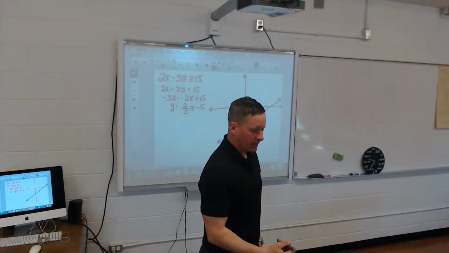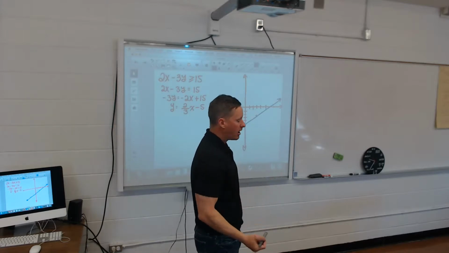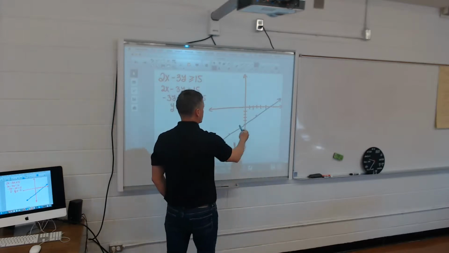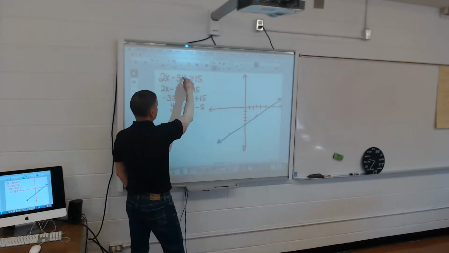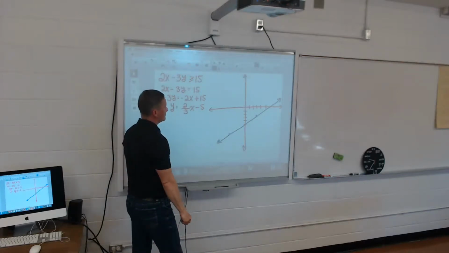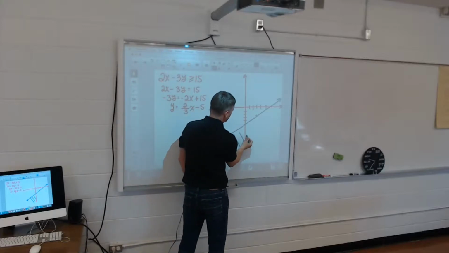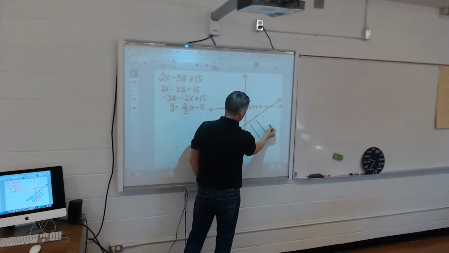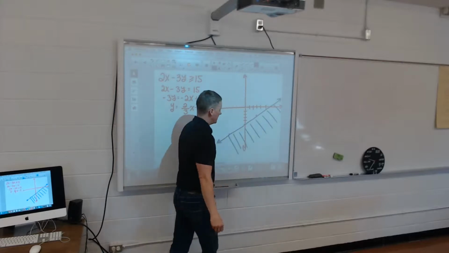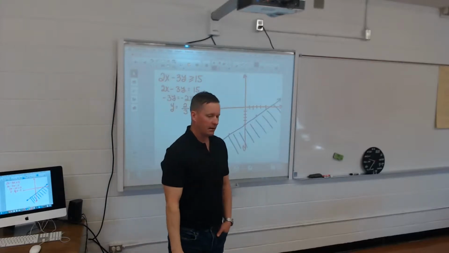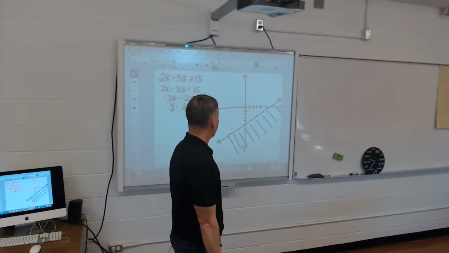Now I have to determine whether or not I shade the top or the bottom. So I'm again going to pick 0 and 0. So I put 0 in here. That makes that 0. Is 0 greater than or equal to 15? No. That means 0 and 0 is not on this line. So it is down here. And I've now shaded my region.